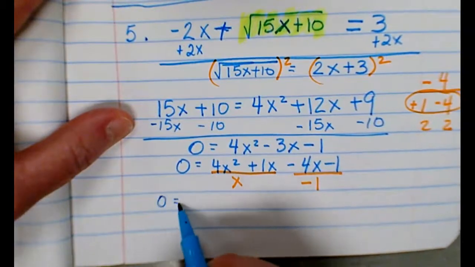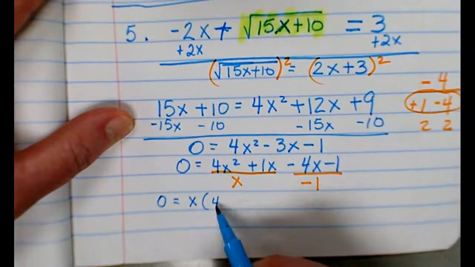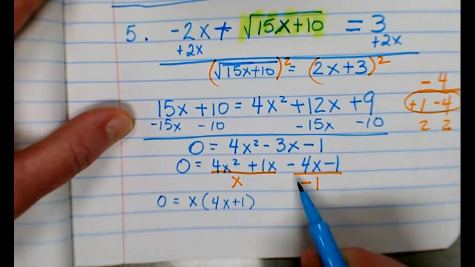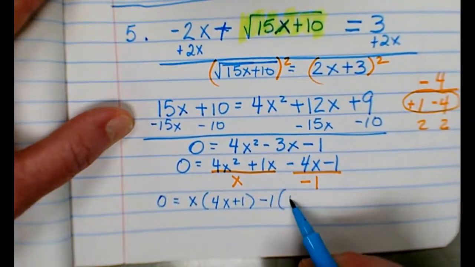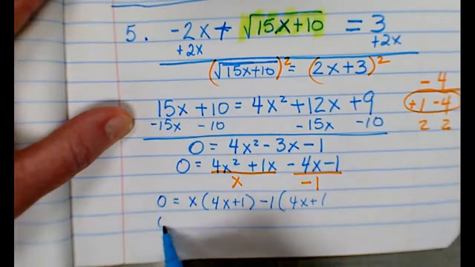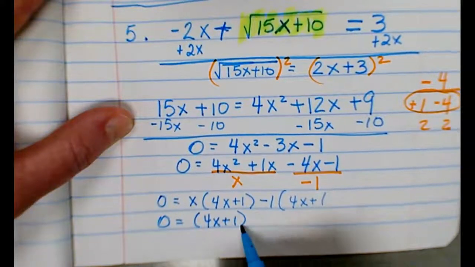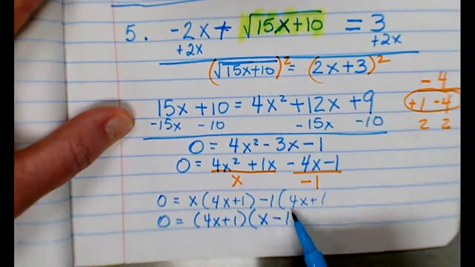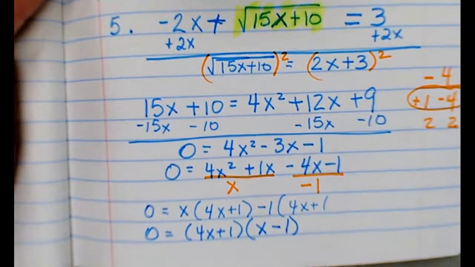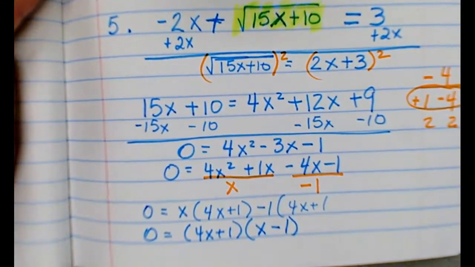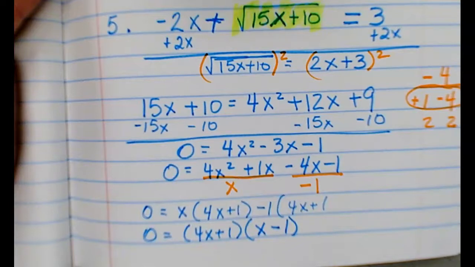So 0 equals x, 4x plus 1. 0 equals 4x plus 1, x minus 1. I'm waiting a minute for you to catch up with your writing.